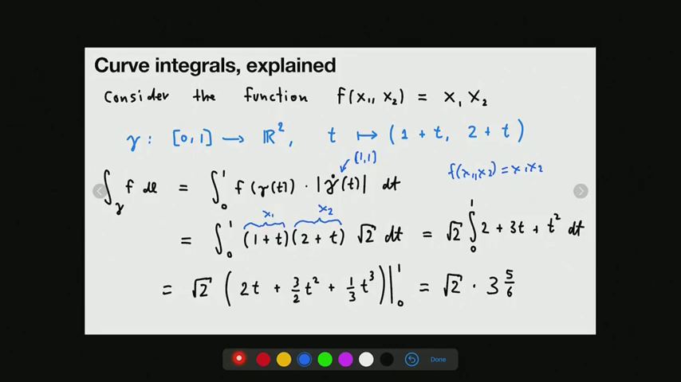With that, we have transformed this curve integral. We have written this curve integral now in terms of the standard integral that we already know from analysis 1 and 2. It's just an integral over the interval from 0 to 1.